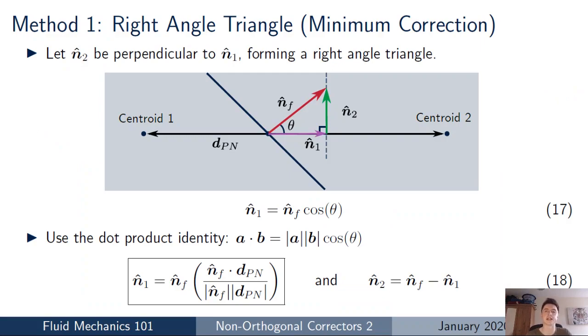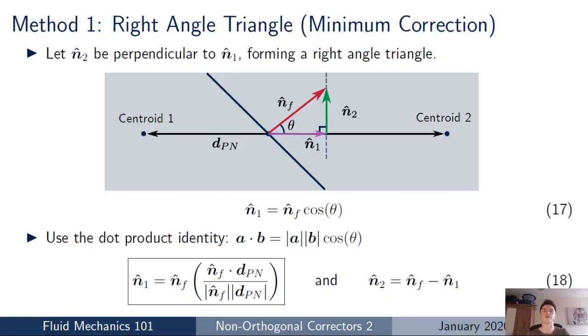The first method is to make a right angle triangle, and you may see this method referred to as the minimum correction approach, but I like to call it the right angle triangle method because it's a lot more descriptive and makes it exactly clear what we're trying to do in the decomposition. So if you look at the diagram there, we're going to have n2 be vertical, or directly at 90 degrees with n1, and that's how we're going to perform the decomposition.